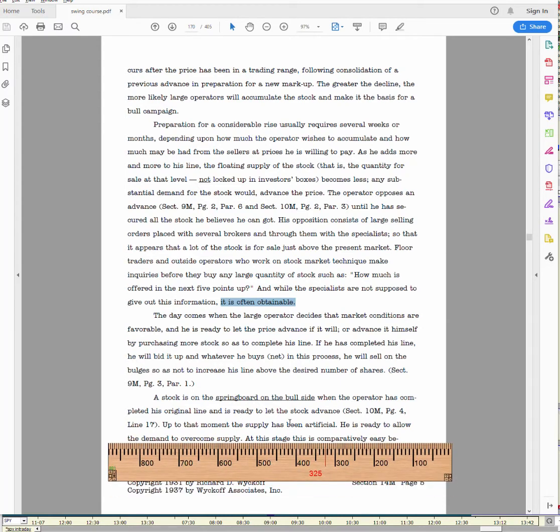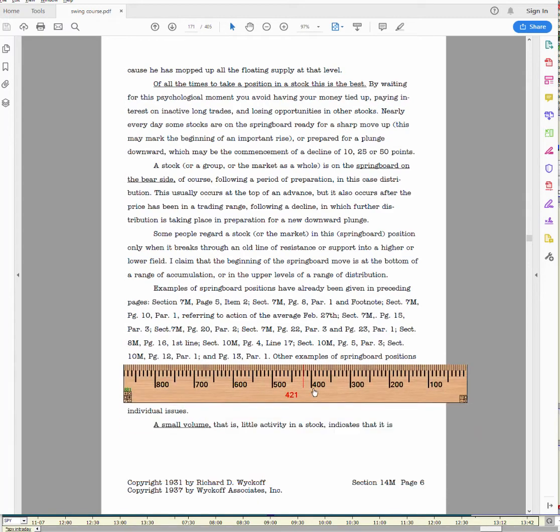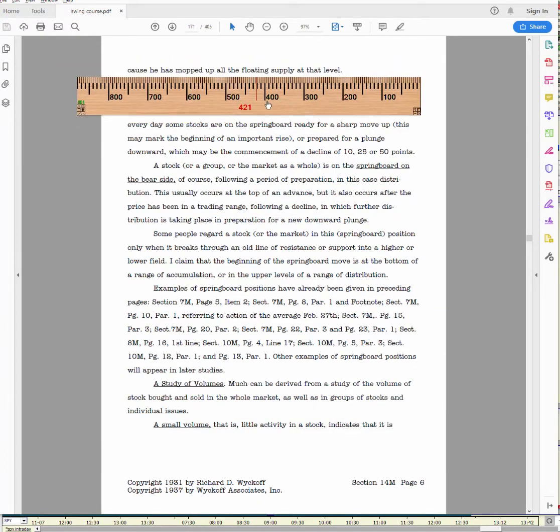Okay, now he's just talking about the bull springboard. Basically, he wants to make sure he mopped up all the supply at that level. He's got it. He's absorbed it. It's in his pocket.